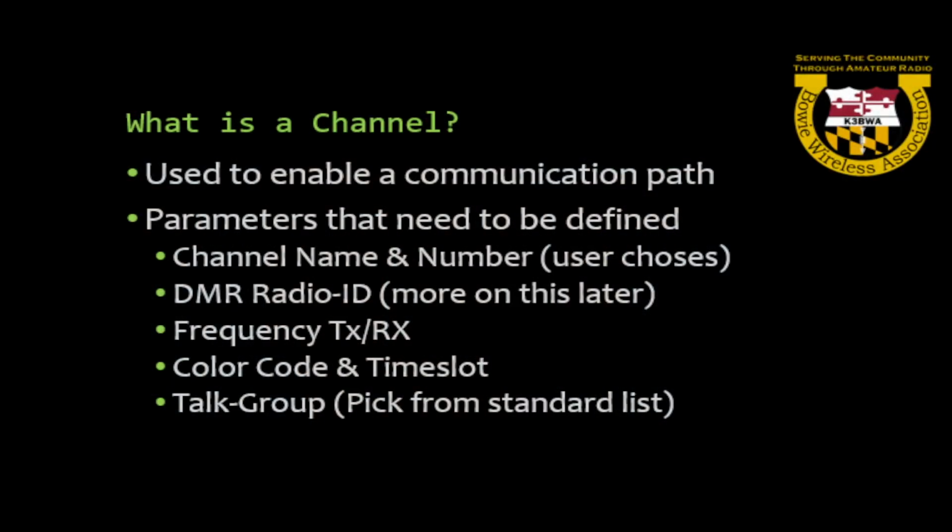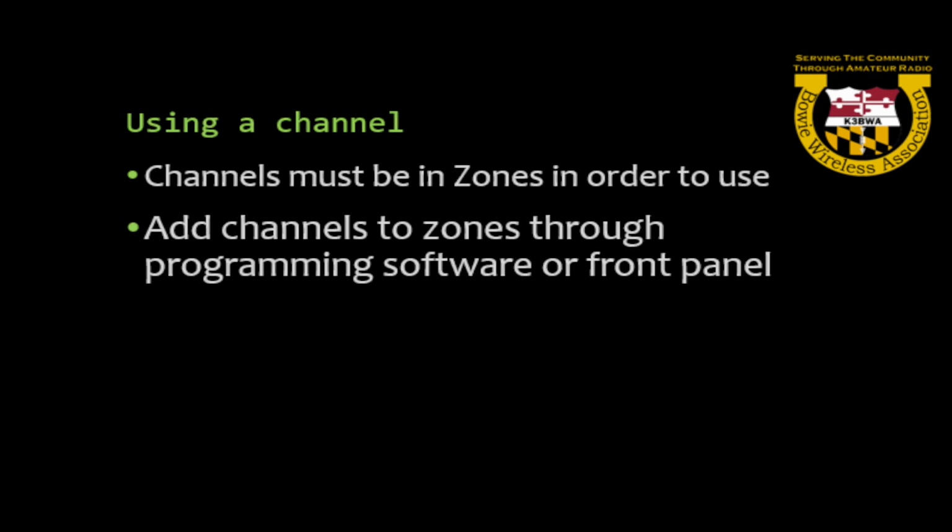But the important thing for now is that when you're programming your radio for analog, you would generally have to worry about the frequency pair, whether there's a CTCSS or PL tone, and maybe power and offset. There's a couple more things you have to think about. And then talk groups, which we'll go into in a little bit, but you can think of these as different kinds of rooms that allow conversations to happen. As I said, a channel must be in a zone in order for it to be used by your radio. And you can do this assignment through the programming software or the front panel.